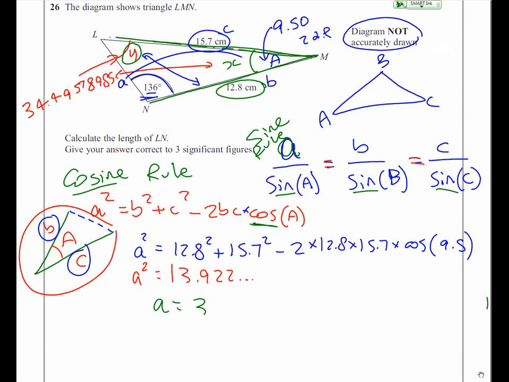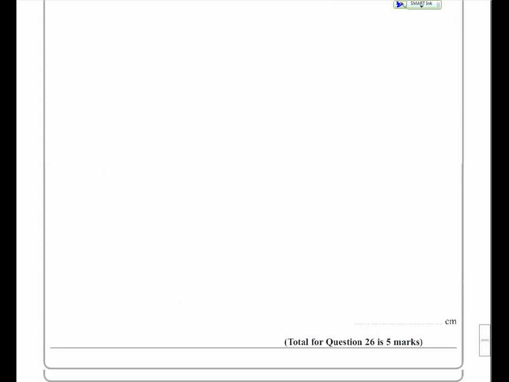So A is 3.73123, etc. We wanted three significant figures, 1, 2, 3. So A equals 3.73 centimeters. The 1 isn't going to round it up. Okay, clear the ink off.